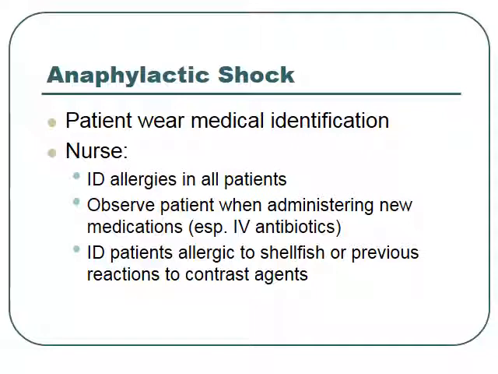If a patient has known anaphylactic shock or has a risk for it, if you're severely allergic to bees or eggs or seafood, we ask them to wear medical identification so that we know what's going on if we find them unresponsive. We want to make sure as the nurse that we identify all allergies in all patients and make sure that we document those. We want to observe our patient when administering any new medications, especially antibiotics, because you'll see that reaction pretty fast. And you want to make sure that you identify patients who are allergic to shellfish or have previous reactions to any kind of contrast dye.